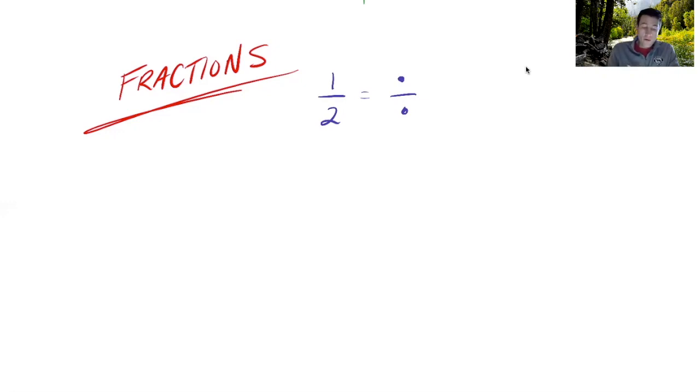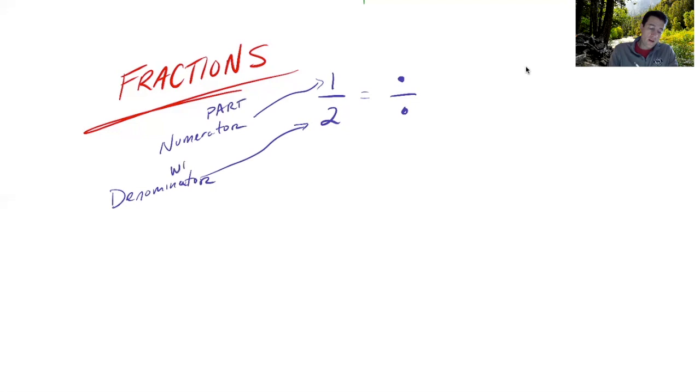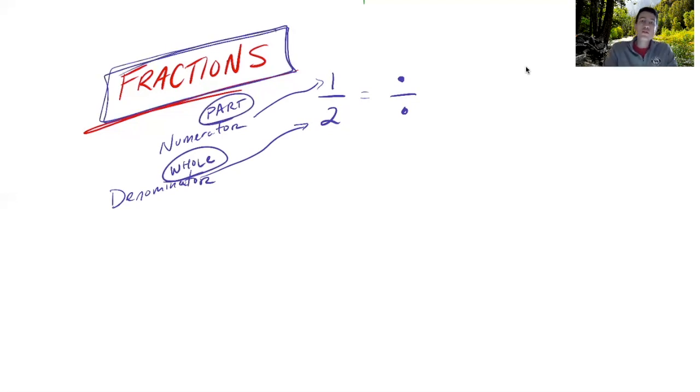All right, so remember, we have this upper number, which starts with an N, the numerator. This lower number starts with a D, the denominator. Another easy way to remember this is the part of the whole. This is the whole group. This is the part that you are taking.